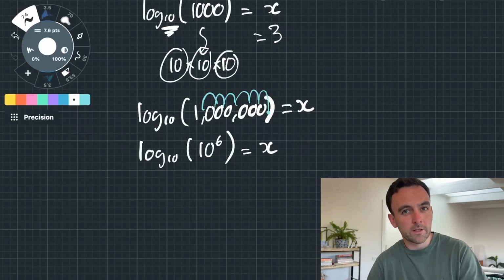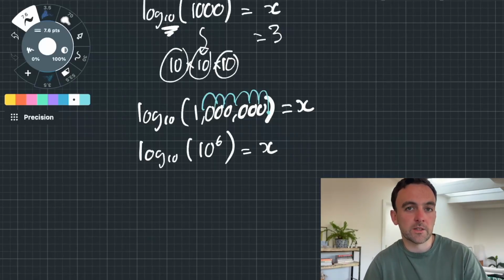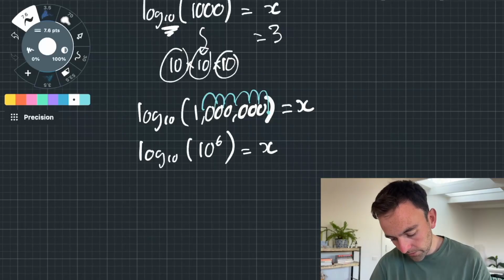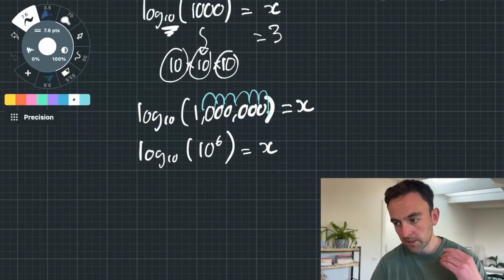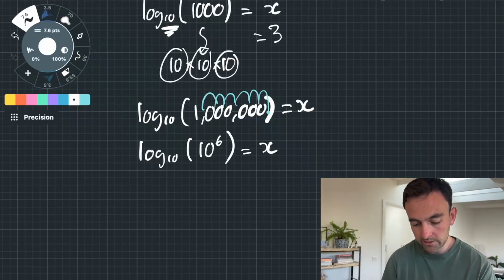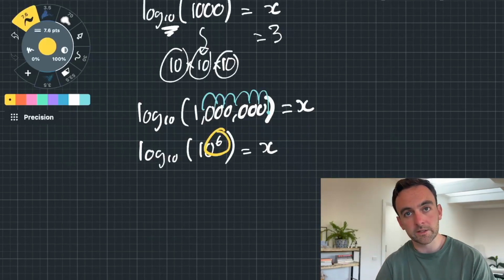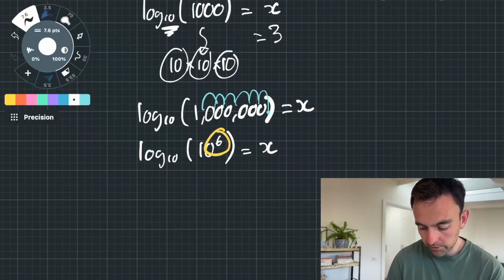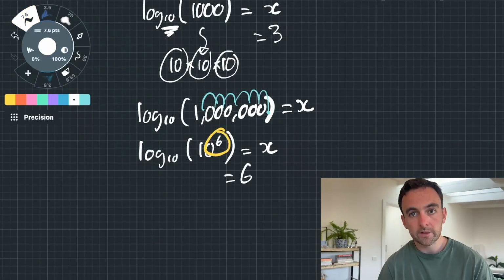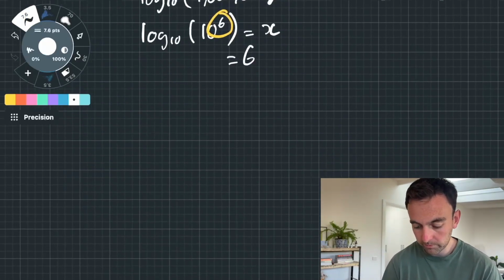It's actually 1 times 10 to the 6, but anything times by 1 is just itself, so we can remove that 1. So as soon as we've written it in scientific notation, our answer actually just becomes whatever this exponent is. So this logarithm equals 6. And this works for small numbers as well.